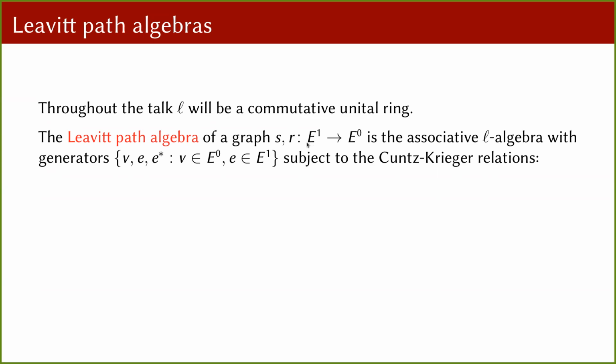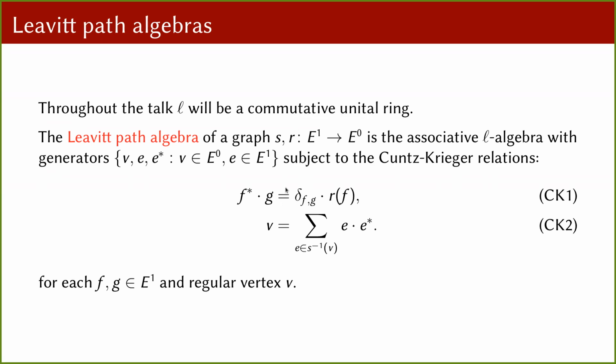From that, one can construct the associated algebra with generators, vertices, and edges, and then add formal edges, E star, for each original edge in the graph, which we think about as the original edge but in the opposite direction. From this associative algebra on generators, one can consider two relations, the Cuntz-Krieger relations, which I will show on screen, but let me just say that this will not be essential for the talk. All that we will use is that Leavitt path algebras are algebras constructed from a graph, and that their K-theory depends on the graph, and we will study their K-theory.